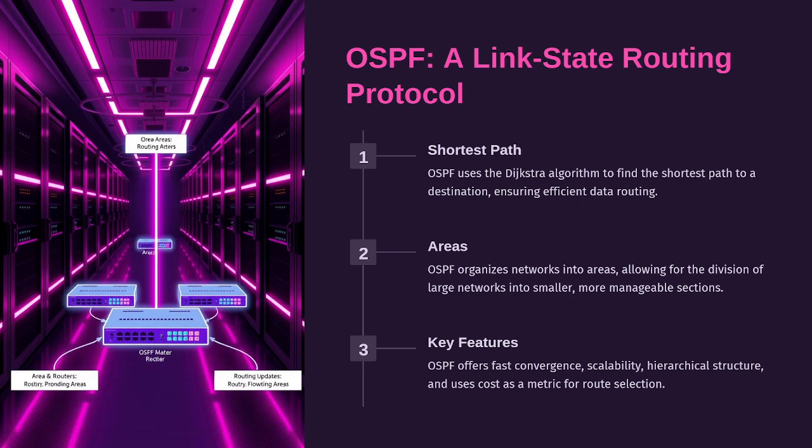OSPF, a link state routing protocol. Shortest path. OSPF uses the Dijkstra algorithm to find the shortest path to a destination, ensuring efficient data routing. Areas. OSPF organizes the network into areas, allowing for the division of a large network into smaller, more manageable sections. Key features: OSPF offers fast convergence, scalability, hierarchical structure, and uses cost as a metric for route selection.